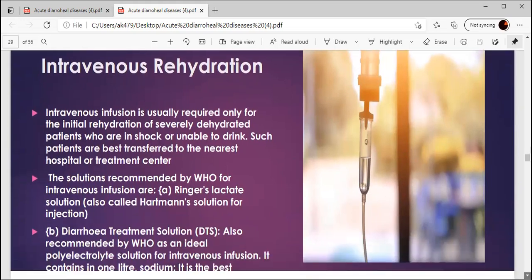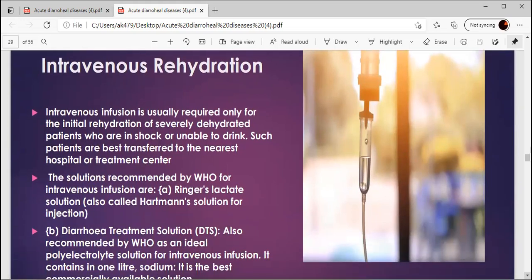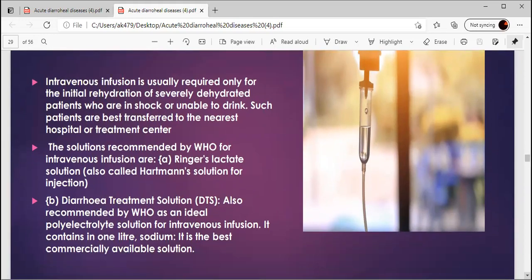Intravenous rehydration. Intravenous infusion is usually required only for the initial rehydration of severely dehydrated patients who are in shock or unable to drink. Such patients are best transferred to the nearest hospital or treatment center.